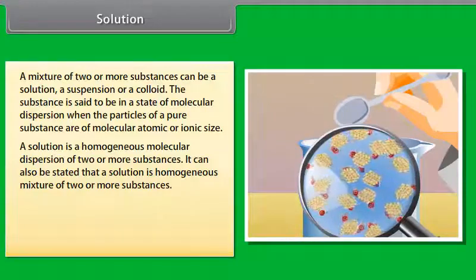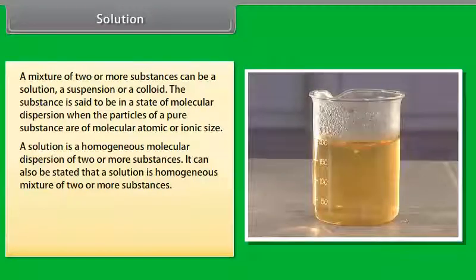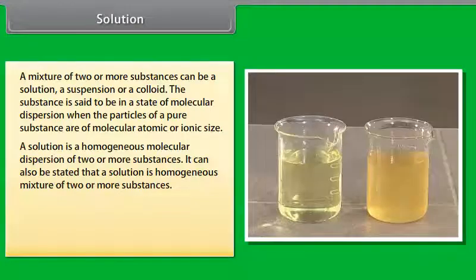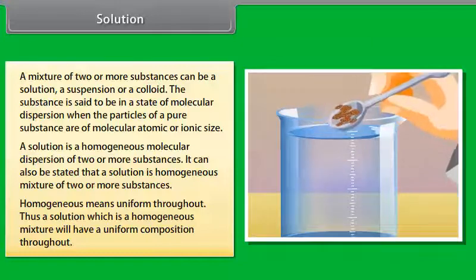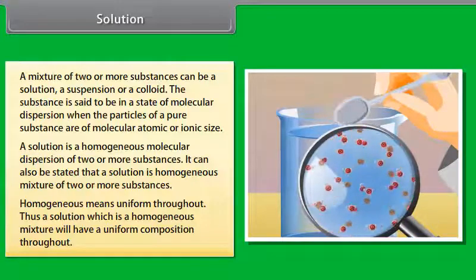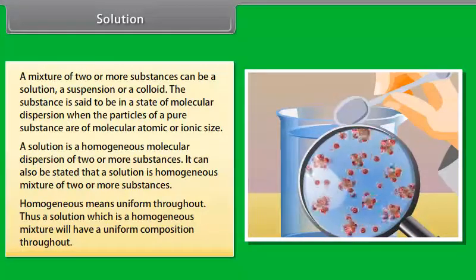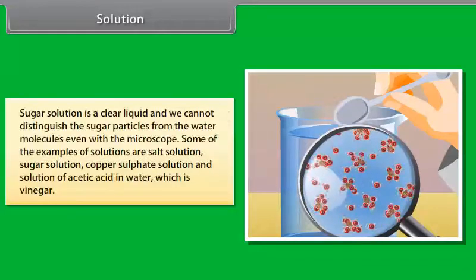It can also be stated that a solution is a homogeneous mixture of two or more substances. Homogeneous means uniform throughout. Thus, a solution, which is a homogeneous mixture, will have a uniform composition throughout. Sugar solution is a clear liquid, and we cannot distinguish the sugar particles from the water molecules even with the microscope. Some examples of solutions are salt solution, sugar solution, copper sulfate solution, and a solution of acetic acid in water, which is vinegar.